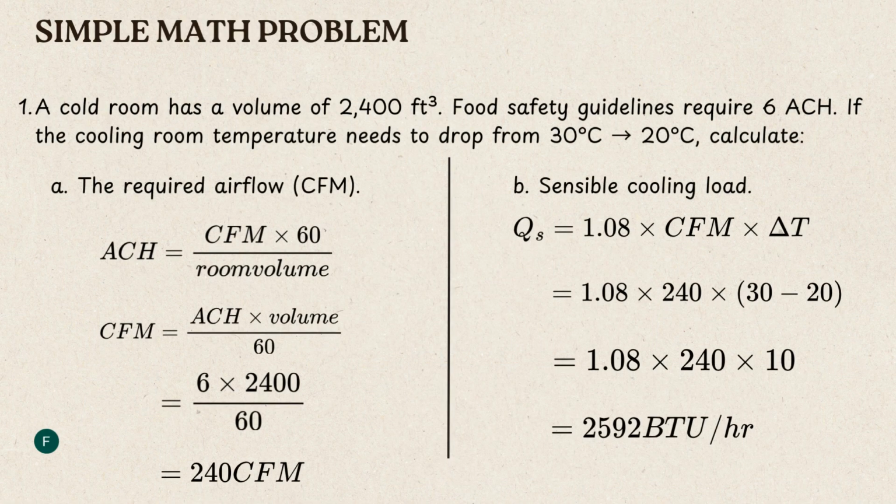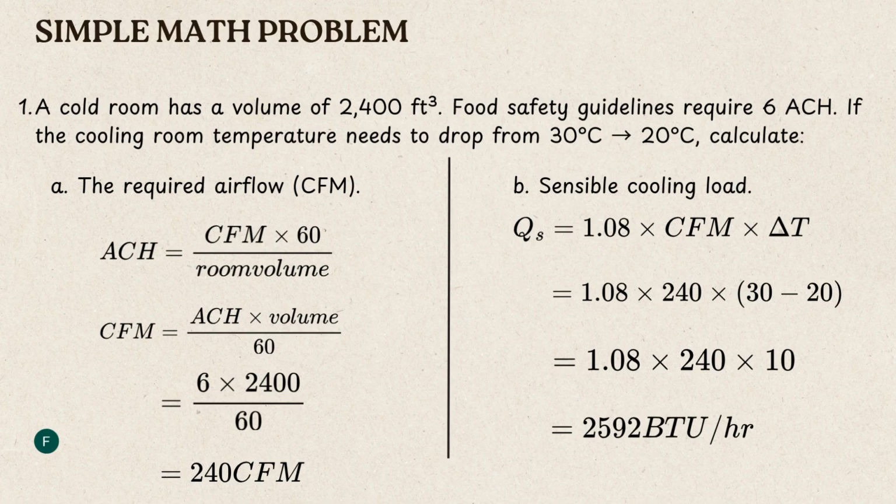For the first problem, the cold room has a volume of 2,400 cubic feet and the guideline requires 6 air changes per hour. For question part 1a, find the required airflow CFM. The original formula is ACH equals CFM times 60 divided by the room volume. Since we already know the ACH and the volume, we rearrange the formula to solve for CFM. So, the new formula becomes ACH multiplied by the room volume then divided by 60. When I substitute the values, 6 times 2400 divided by 60, the result is 240 CFM.